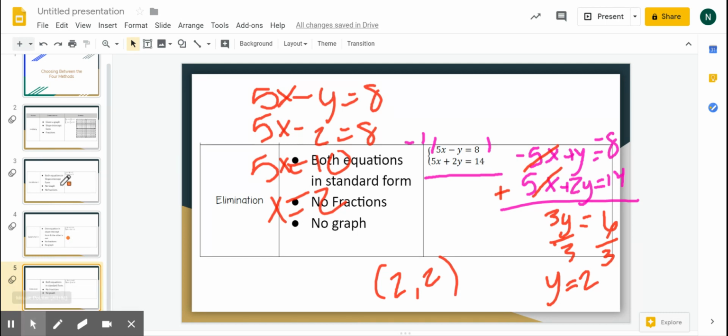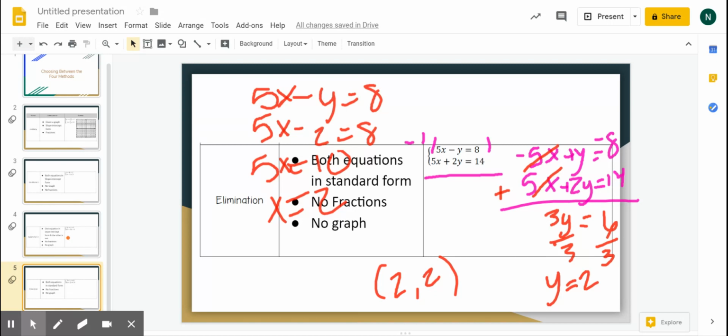So what you're going to do next is you are going to do the practice worksheet that is front and back. You need to decide what is the best method to use. Are you going to use graphing? Are you going to use substitution or are you going to use elimination?